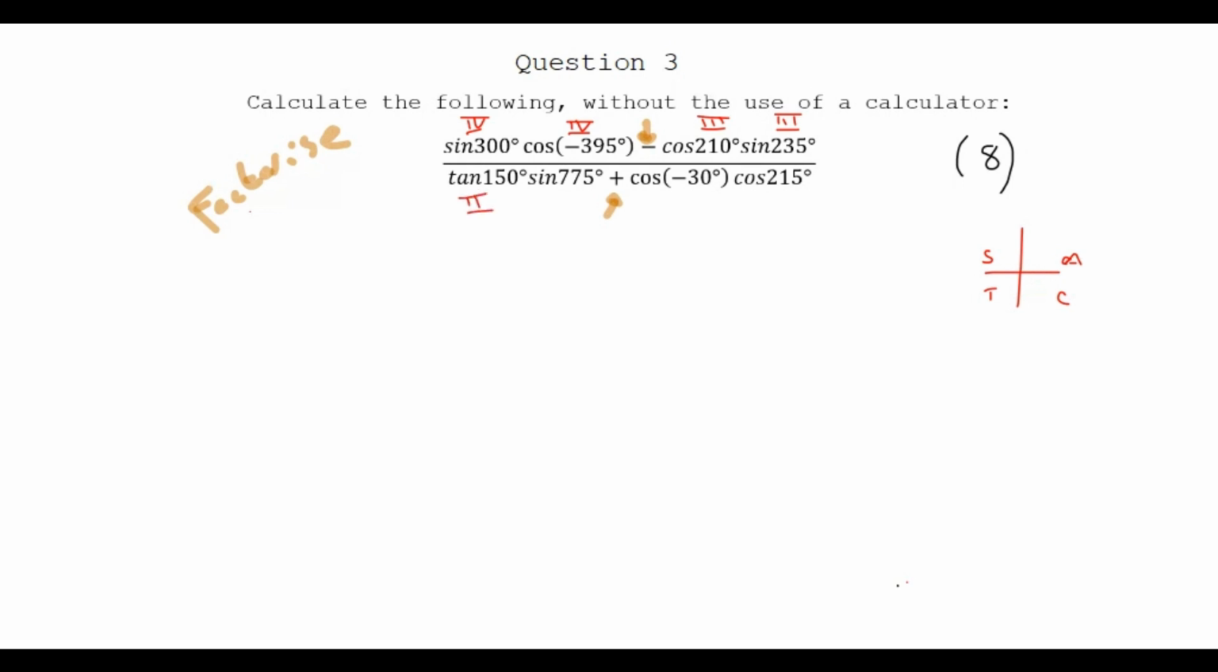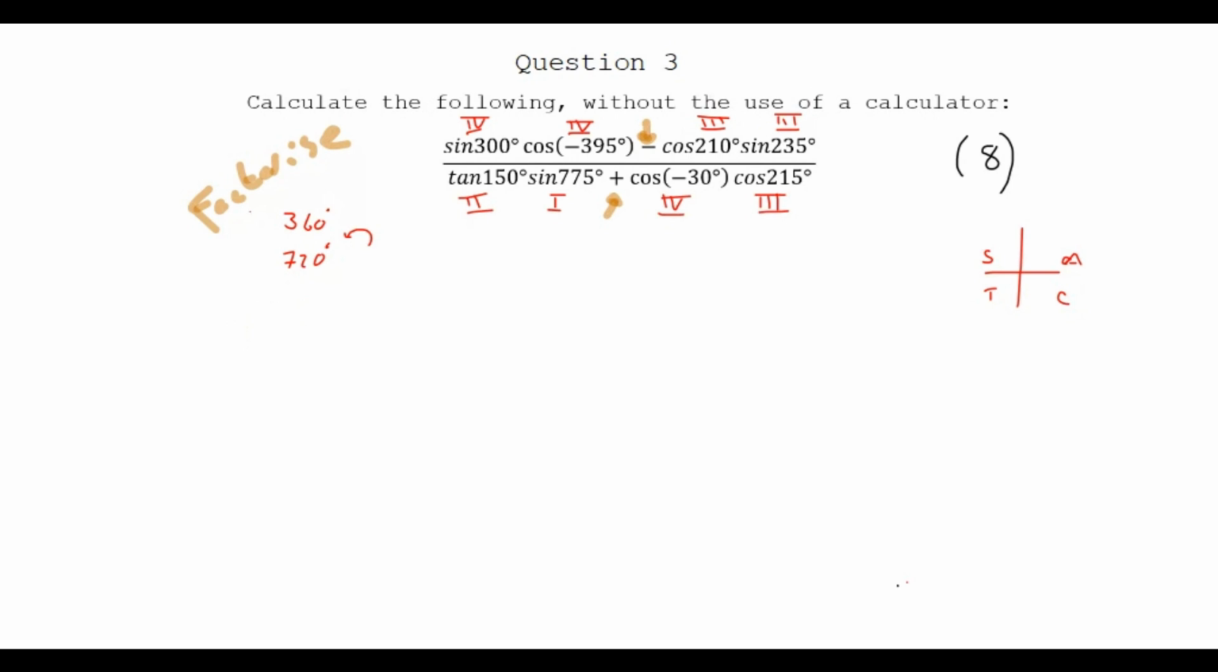Sine 775. Well, one full revolution is 360 degrees. Two full revolutions is 720 degrees. And that is going the normal way around, anti-clockwise. Then we have another 55 degrees. So we're in the first quadrant. Just to show you on the Cartesian plane, we have one revolution, two revolutions, plus 55 degrees. We're in the first quadrant over there. Then we have cos of negative 30, that is the fourth quadrant, and sorry, cos of 215, which is the third quadrant.